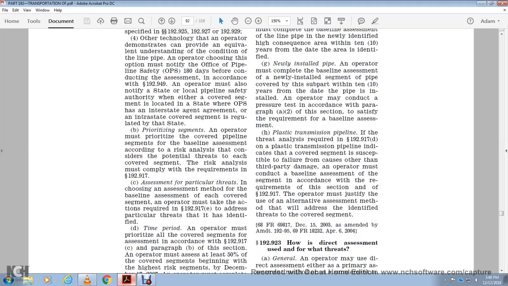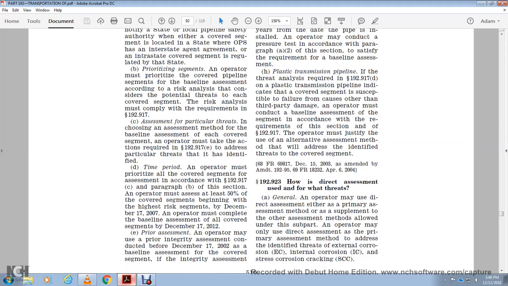Plastic transmission pipe. If the threat analysis required by 192.917(d) on the plastic transmission pipe indicates that the covered segment is susceptible to failure from a cause other than third-party damage, the operator must conduct the baseline assessment of the segment in accordance with the requirements of this section and 192.917. The operator must justify that the use of the alternative assessment method will address the identified threats to the covered segment.